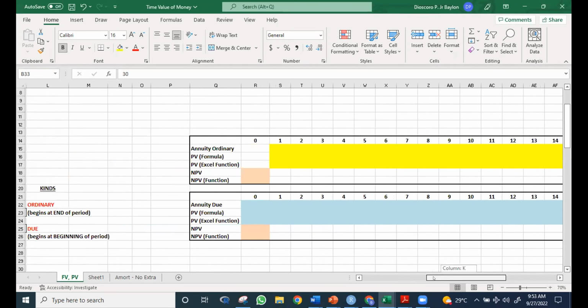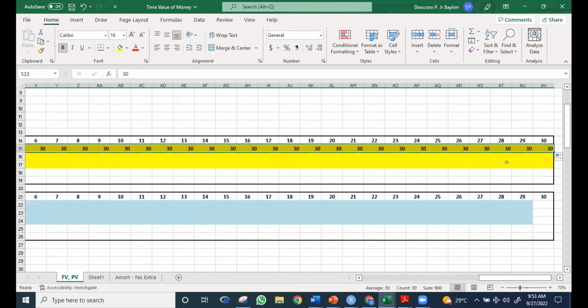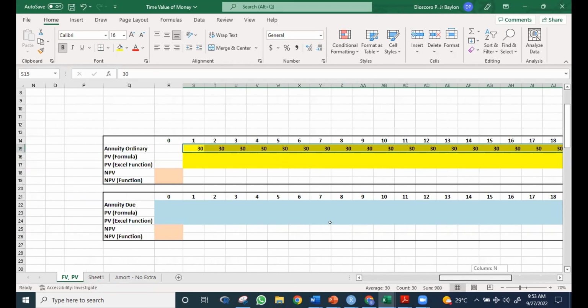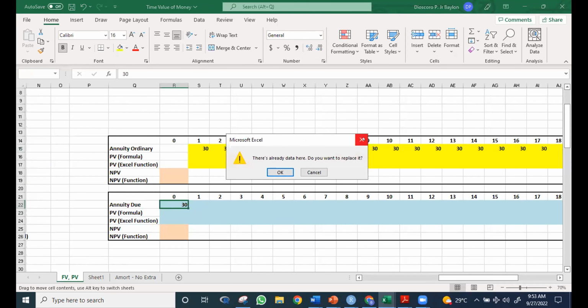There are two types of annuity. You have annuity ordinary and annuity due. So what's the difference between the two? For annuity ordinary, the cash flow starts at the end of the first period. So this is the first period, at the end of which the cash flow starts. On the other hand, for an annuity due, the cash flow starts immediately at the beginning of the period.